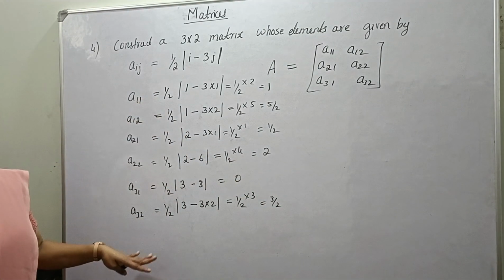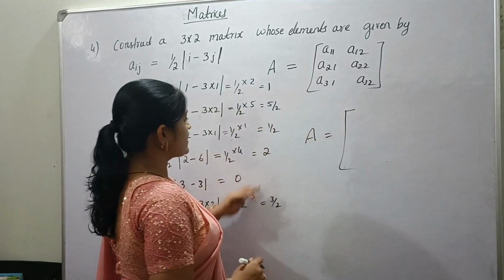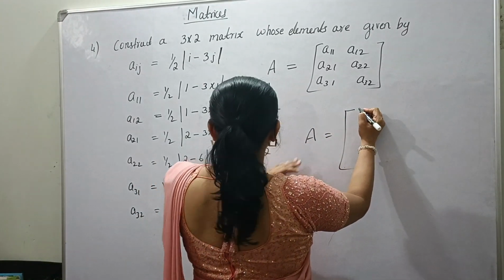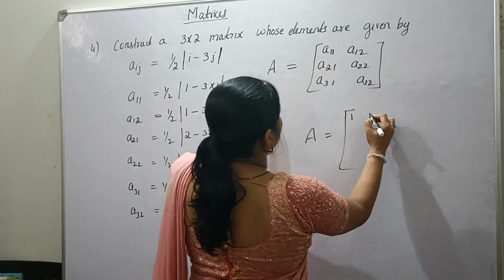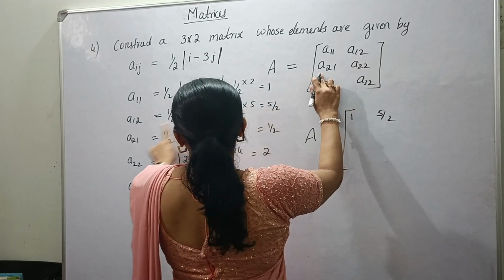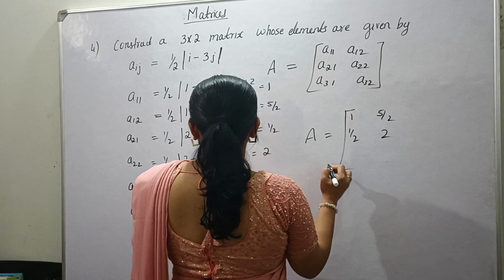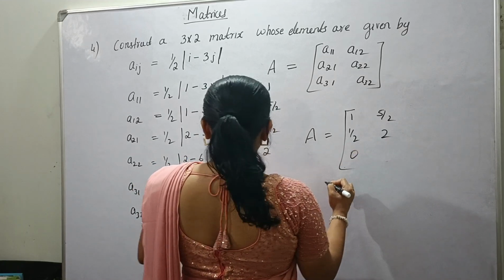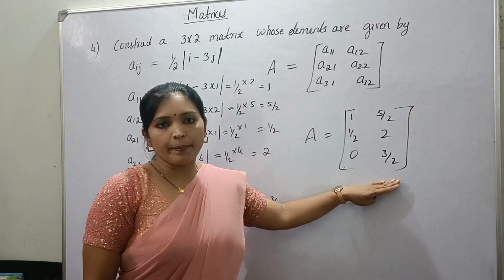Now we have got all the elements. Let us rewrite the matrix. The required matrix is A, with A11 equal to 1, A12 equal to 5 by 2, A21 equal to 1 by 2, A22 equal to 2, A31 equal to 0, A32 equal to 3 by 2. So it is the required matrix.